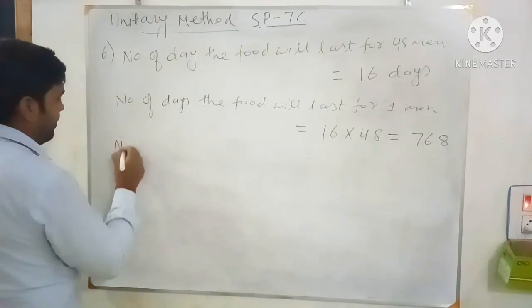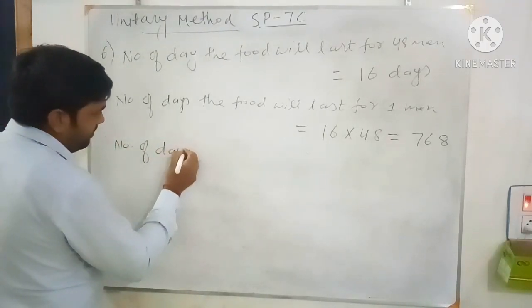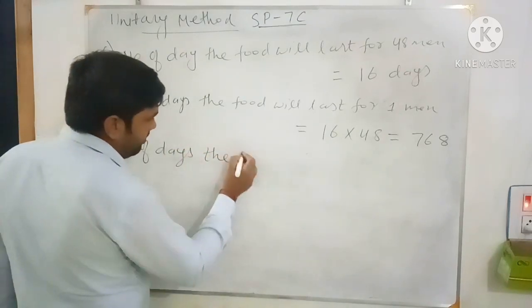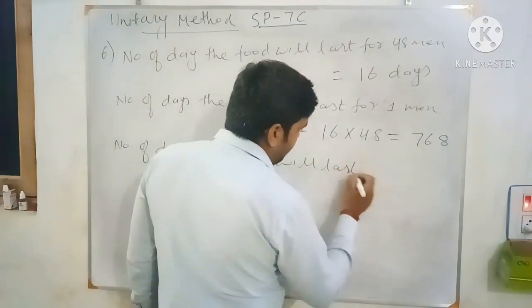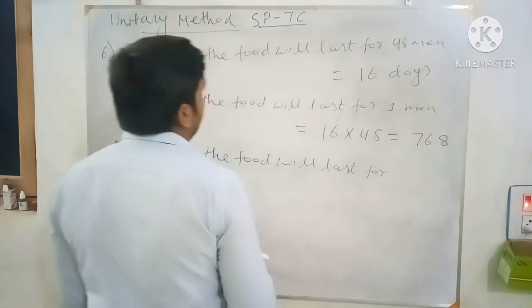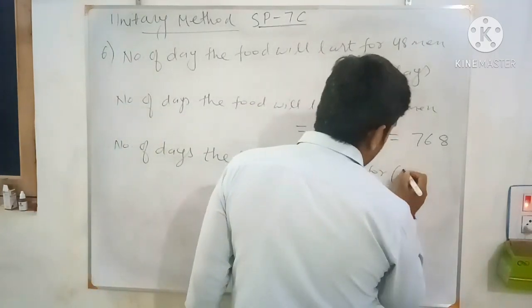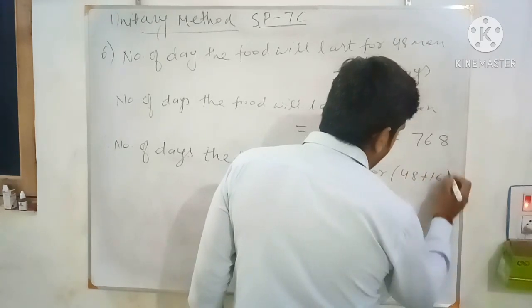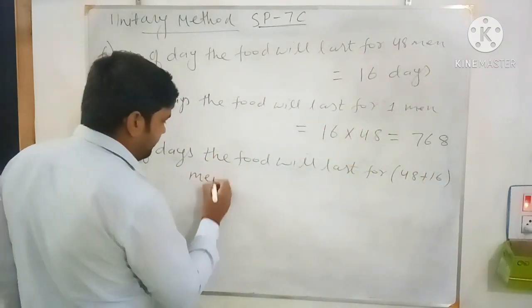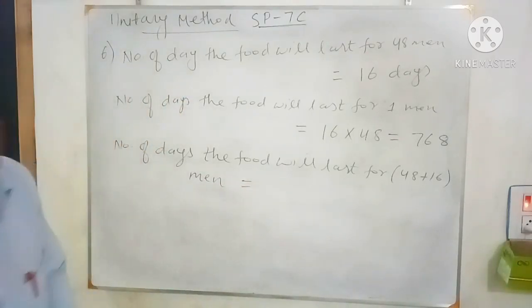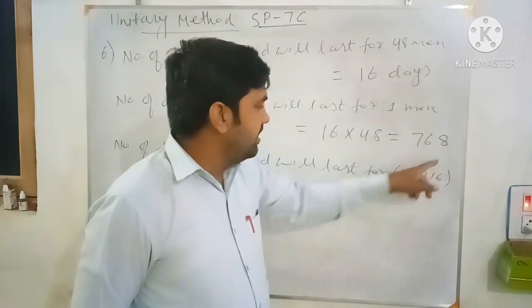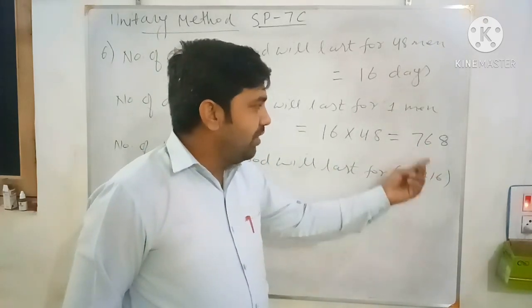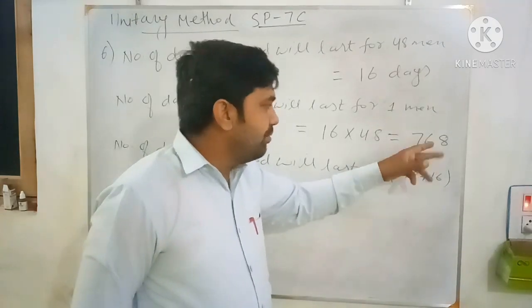Therefore, now the number of days the food will last for 48 plus 16 men. Now the number of men is increased because 16 more men have arrived. So now for one person the food is lasting 768 days. For more than one person the food will last fewer days. So for fewer days we have to divide this number.